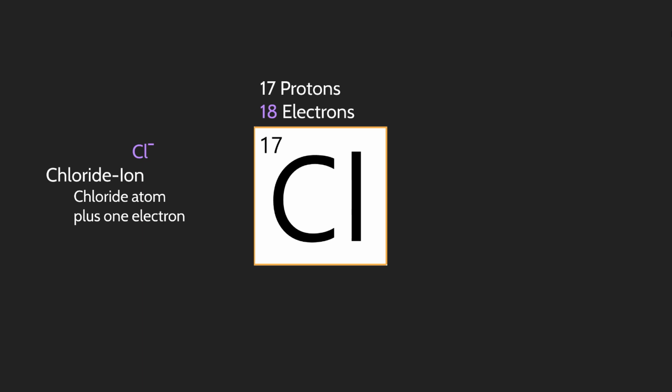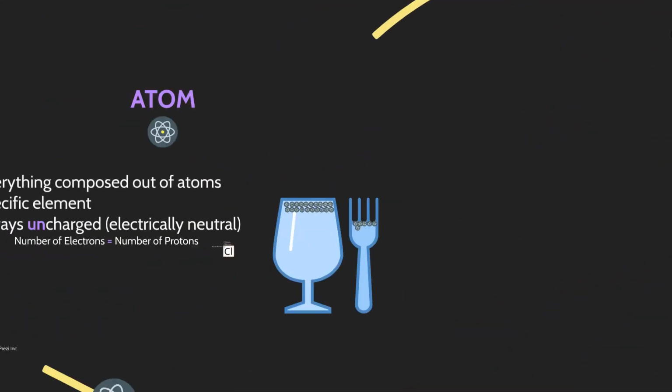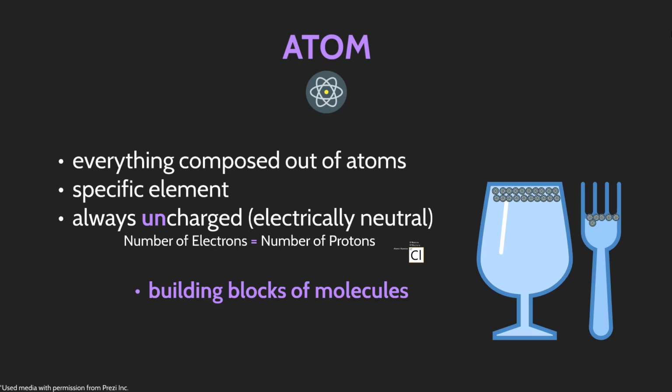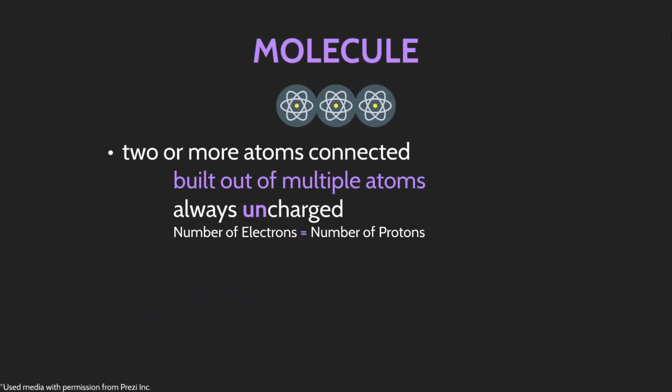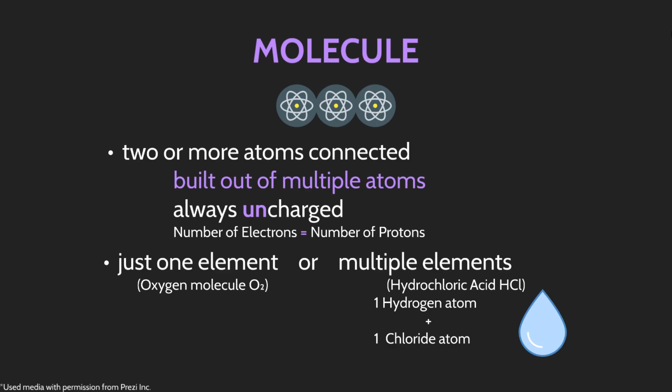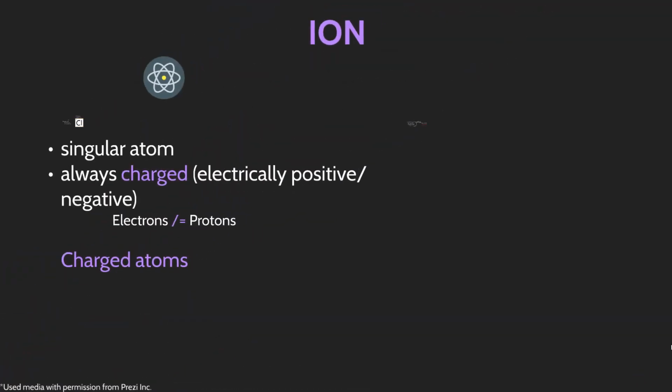Now we get to the difference between atoms and molecules. Molecules are made of multiple atoms. Once two or more atoms are connected and the entirety of the now connected atoms is uncharged, we have molecules. Molecules can be made of just one type of element, like oxygen, which is made out of two oxygen atoms. Or they can be made of multiple elements, for example hydrochloric acid, where we have one chlorine atom and one hydrogen atom.